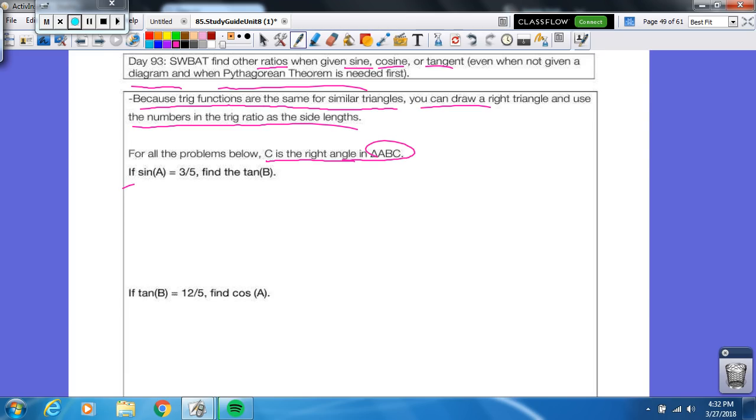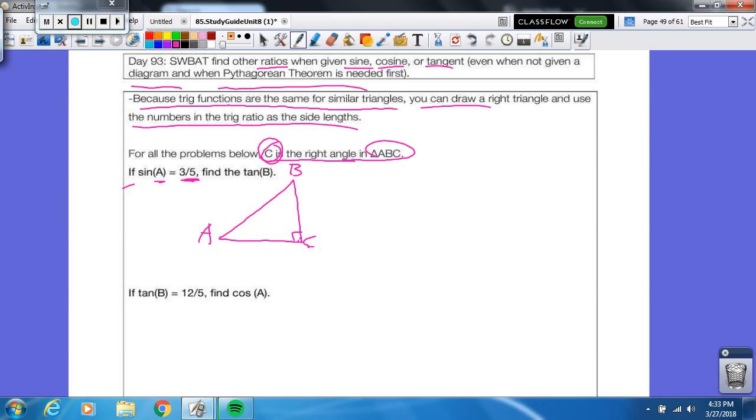Okay, here's the problem. Sine of A equals 3 over 5. Find tangent of B. So I'm going to draw a right triangle. C is the right angle. That's what they say, right? So A, B, C. C is the right angle. Okay, so sine of A is 3 out of 5.